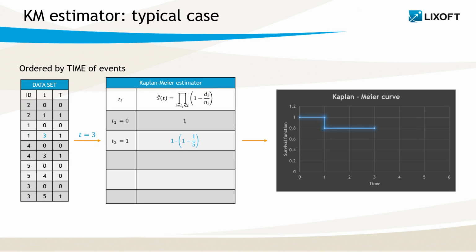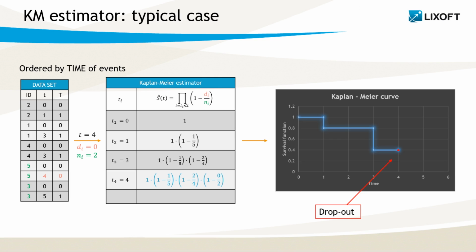Then again, until the next event, the survival function remains constant. At the next time, t equal 3, there were 2 events. The total number of individuals at risk is now 4. It decreased by 1 due to the previous event. To get the final value of the survival function, we have to multiply the current probability by all earlier probabilities. At the next time, there is a dropout. Patient 5 left the study and no event was registered. d in the formula is now 0 and the survival does not change. A dropout time is marked with a red dot in the plot.